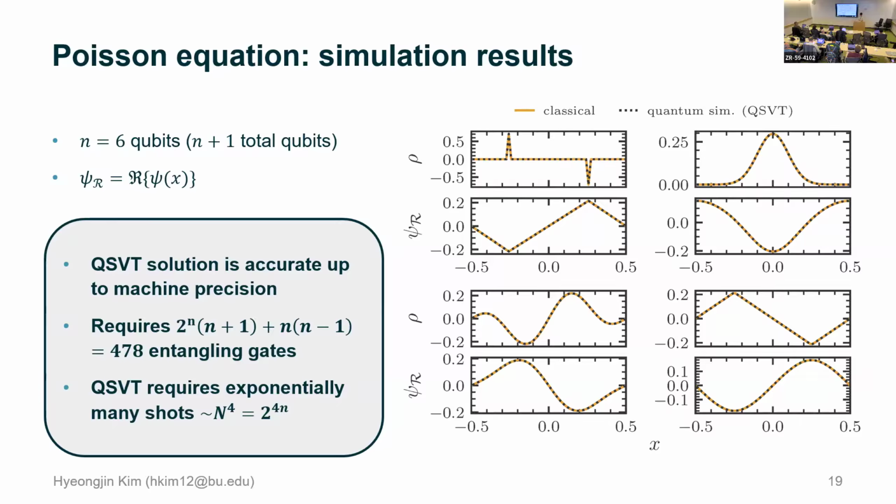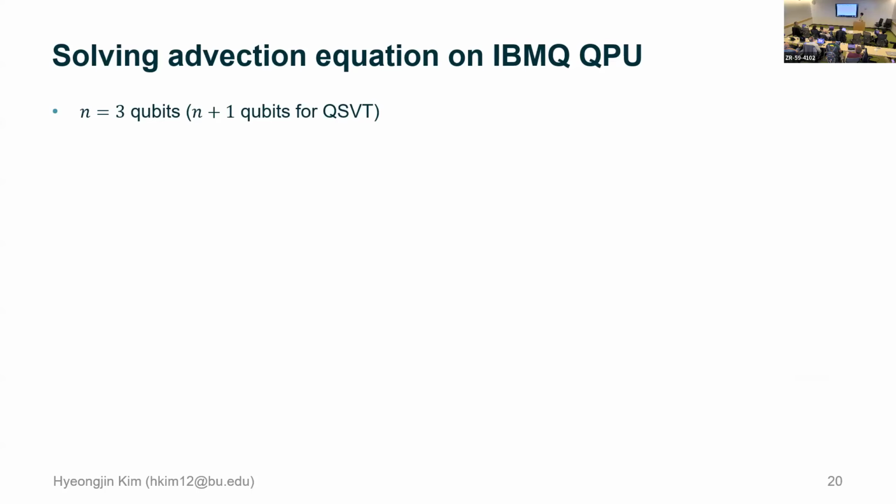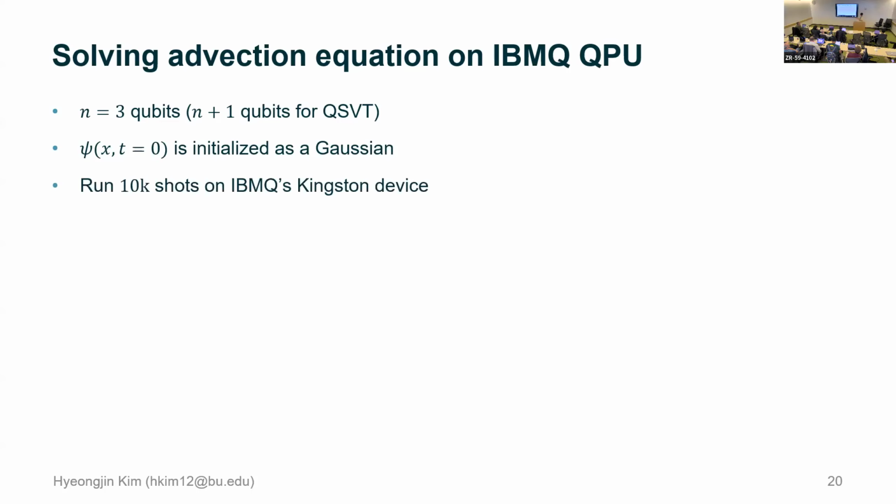So finally, we tried out this algorithm on an IBM Q QPU. In this case, we're constrained by noise, so we only consider 3 qubits. So that's 8 grid points. And then for the QSVT based solution, that will use 4 qubits because we have n+1. We have the extra ancilla. And we initialized the function as a Gaussian once again. And we ran like 10,000 shots on IBM Q's Kingston device. And here's what the results look like.